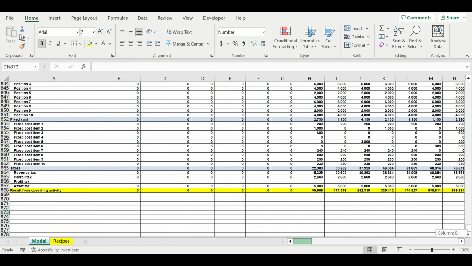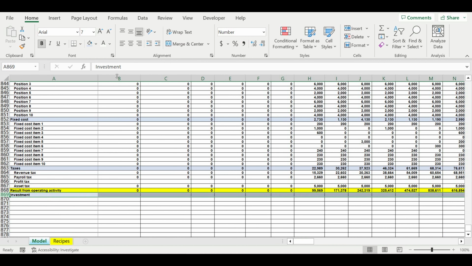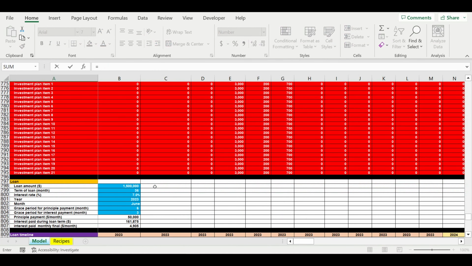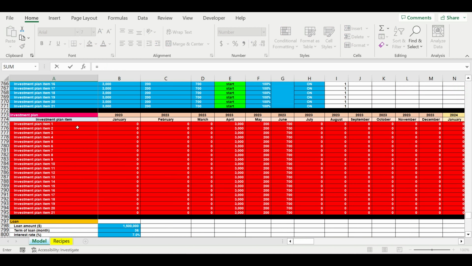Now let's move to the next block, the investment activity block. So, investment. As usual, I'm traveling above to the model. I see the investment plan, red lines, and I'm picking this group of lines into the cash flow.